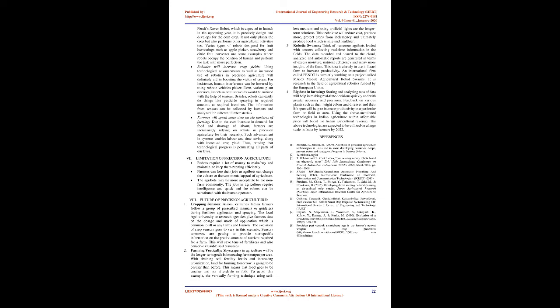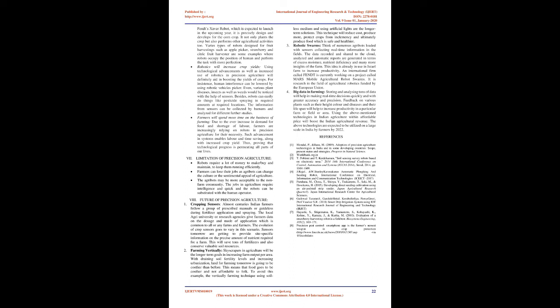7. Limitations of precision agriculture. Robots require a lot of money to make or buy and maintain, to keep them running efficiently. Farmers can lose their jobs, as agribots can change the culture or the sentimental appeal of agriculture. The agribots may be more acceptable to the non-farm community. The jobs in agriculture require intelligence and quick decisions, and the robots can be substituted with the human operator.